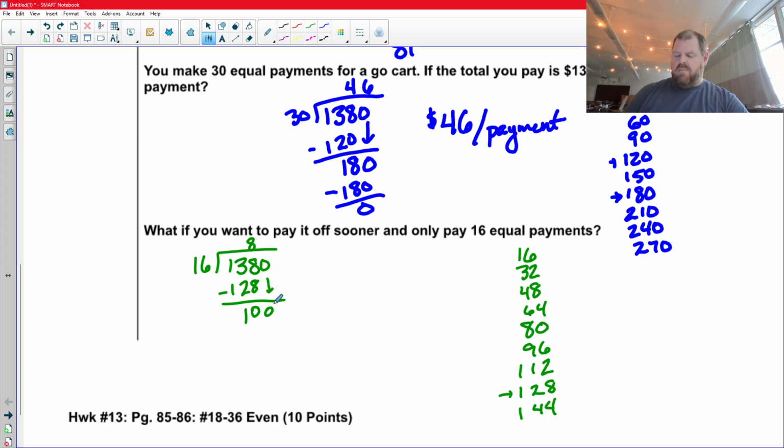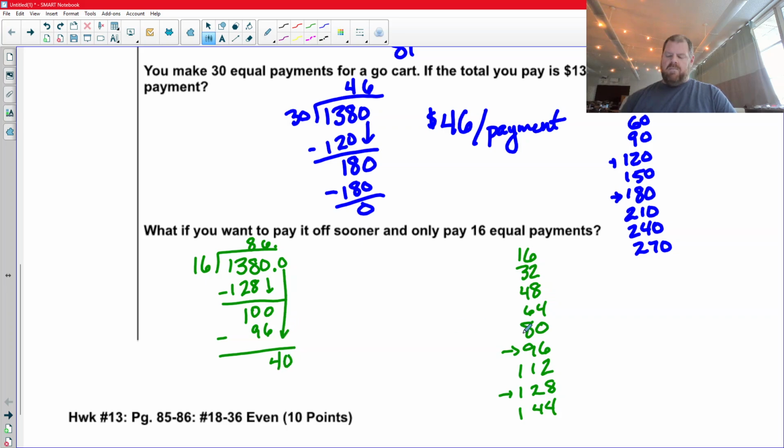Bring down my 0. And I'm looking for a number smaller than 100. That's 96. 96 is the 6th multiple of 16. And when I subtract, I still have a remainder. I have a remainder of 4. And in a problem like this, it probably makes sense to talk about decimals because we're dealing with money. So when I'm dealing with a decimal remainder, I'm going to put a decimal in my dividend and a decimal in my quotient. And I'm going to add another 0.